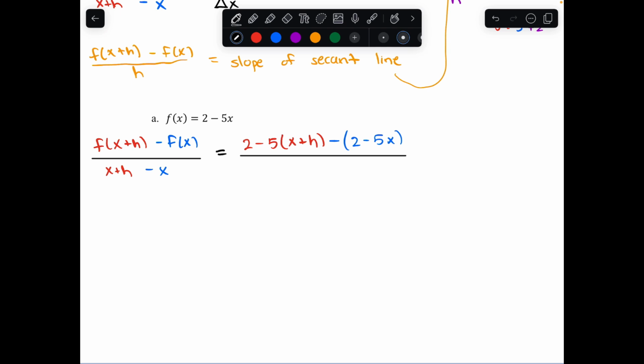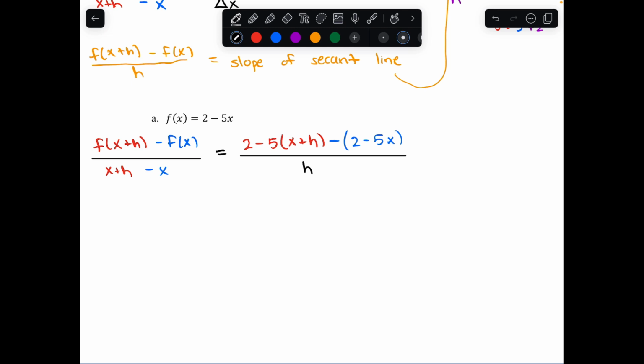Now all of this is divided by x plus h minus x. But what do we see here? We have x and we have minus x. So these two pieces are going to cancel out. And what are we left with? Just h. So our formula takes this into account already, so we don't have to do this step over and over again. We just leave it as h.